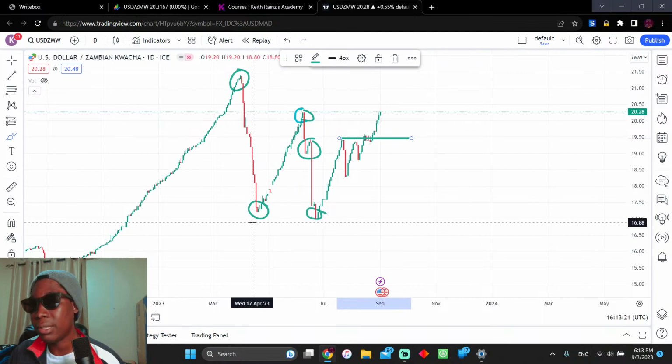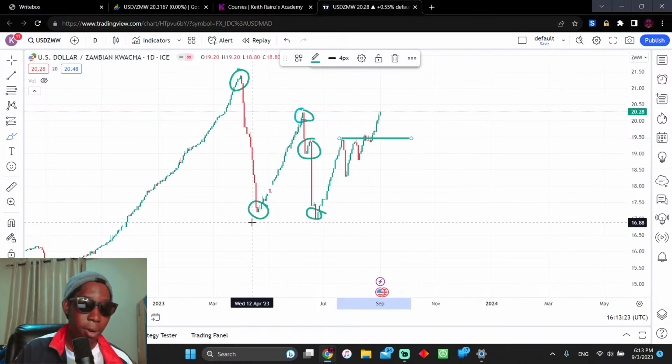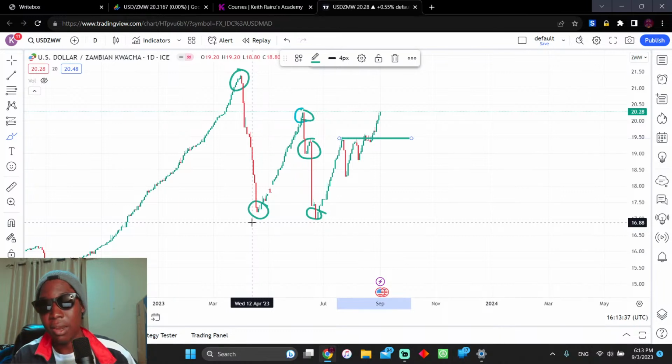But what we're interested in is when price shifts in direction, because we do not really care about when price keeps on going up or keeps on going down. What we're really interested in is when price changes direction, and that is where we try and see what we can benefit from that.